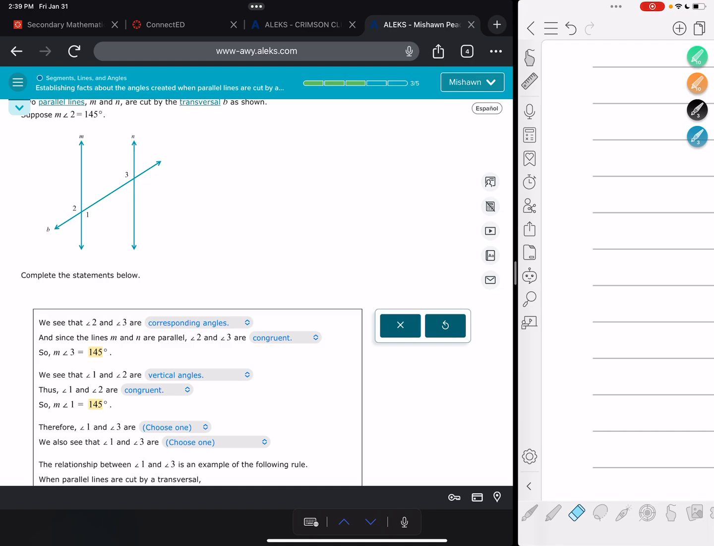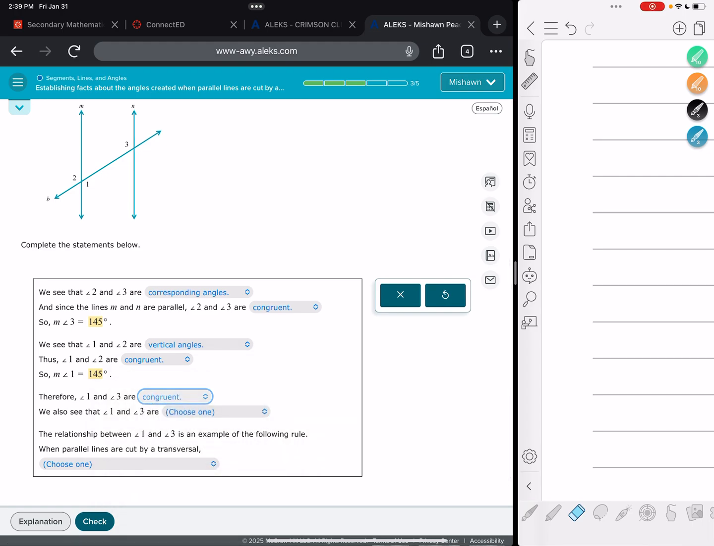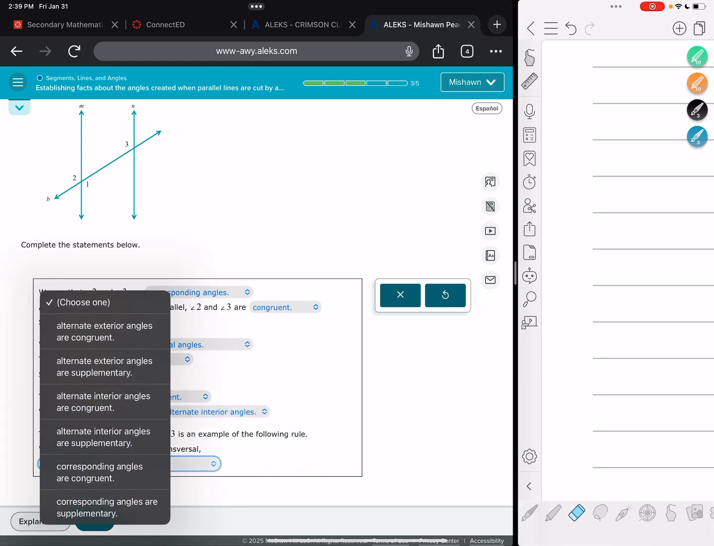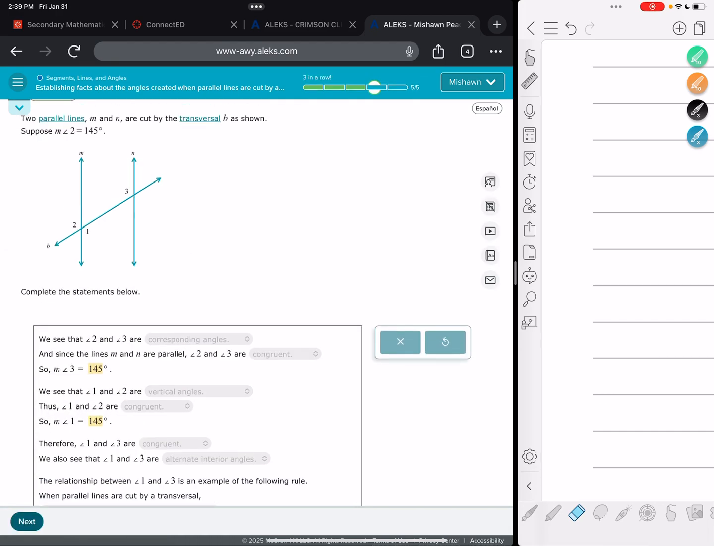If I look at angle 1 and angle 3, I see they're the same, so that means they're congruent. They are inside the parallel lines and on opposite sides, so that means they are alternate interior angles, which means we just proved that alternate interior angles are congruent, which we can check. So that's how you can establish facts about angles and write them down.